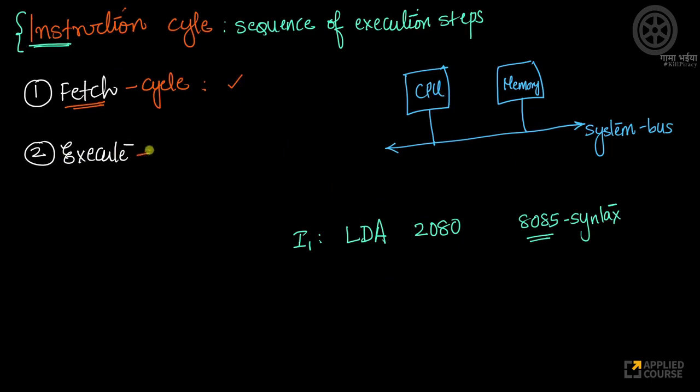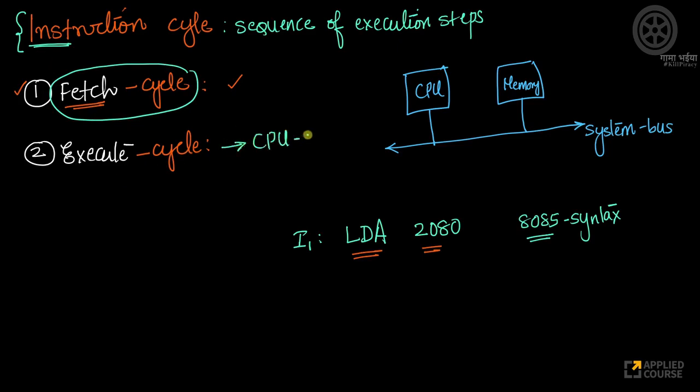Second comes the execute cycle. So the instruction cycle has two parts. First, it fetches whatever instruction needs to be executed from the main memory. The execute cycle is all about executing whatever is the intent behind this instruction. In this video, we'll focus a lot on the fetch cycle, because the execution cycle itself is dependent on how the CPU is organized.